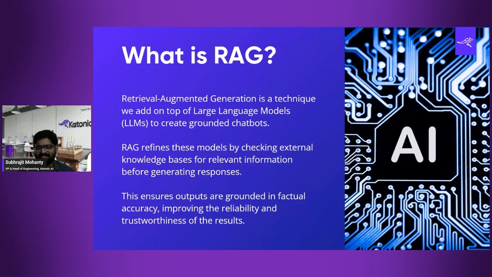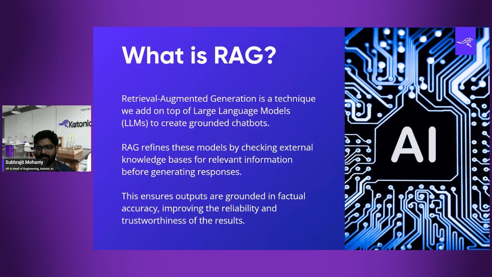Here is why this is significant. When an LLM is asked a question, instead of relying solely on its pre-trained knowledge, which may be outdated or incomplete, it first consults these external sources. This allows the model to access the most current and relevant information before formulating its response. As a result, outputs are grounded in factual accuracy. This is crucial because it dramatically improves the reliability and trustworthiness of AI responses.